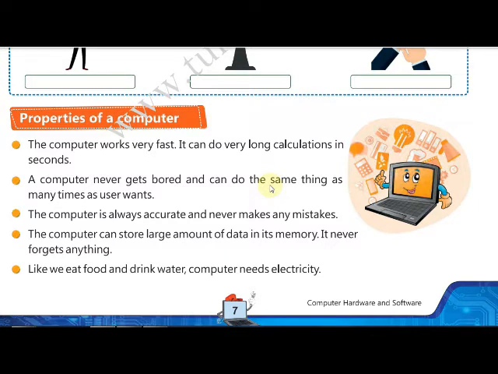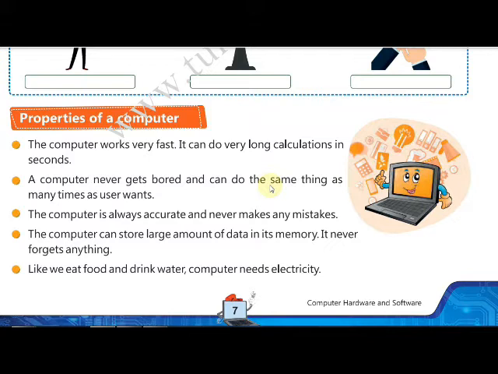The first one is that a computer works very fast. That means it can solve a given calculation in a very short span of time. It will not take more time to calculate any simple or complex calculation. So this is the first property or feature of a computer. Now let's see what the second one is.